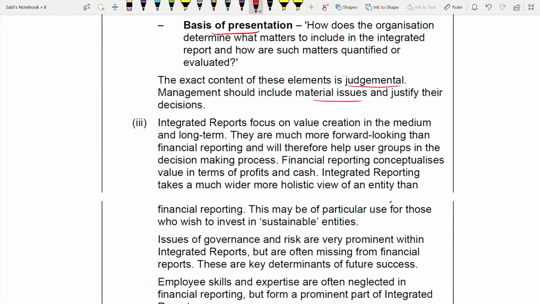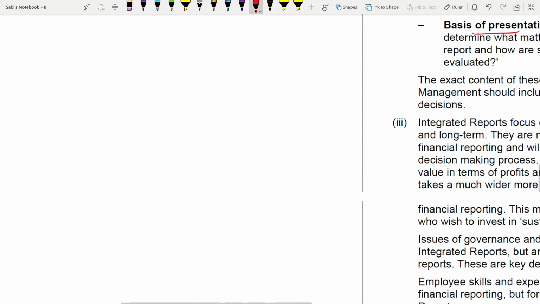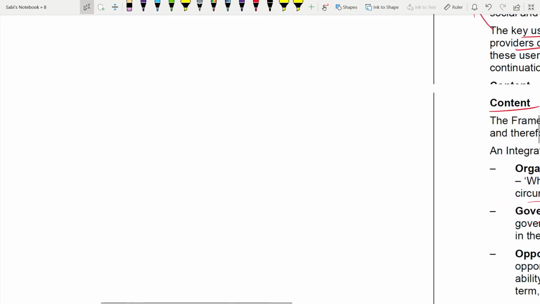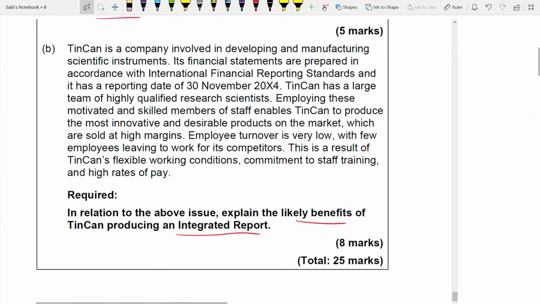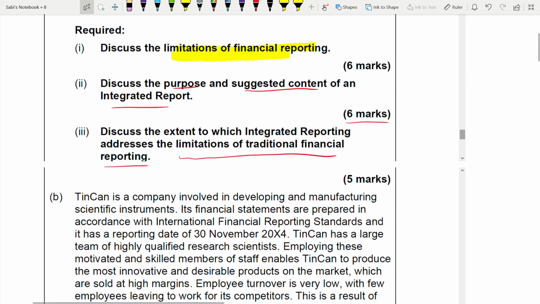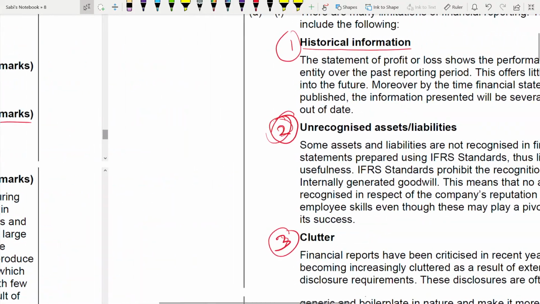Okay, now we are moving on to the benefit of integrated reporting. Before that we have to read the requirement. Sorry, we still didn't reach B. It's the third one: limitations of traditional reporting, the extent to which integrated reporting will overcome the limitations, for 5 marks again. So 5 points you can give for the third one also.